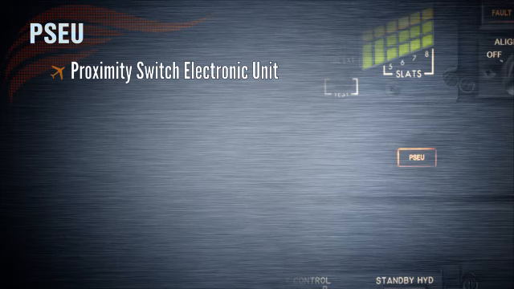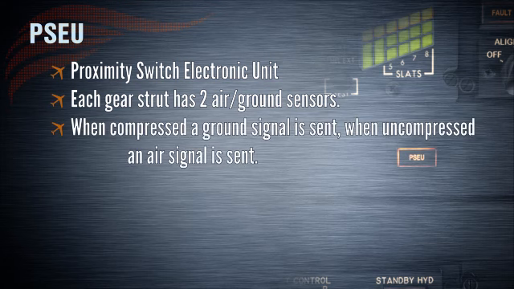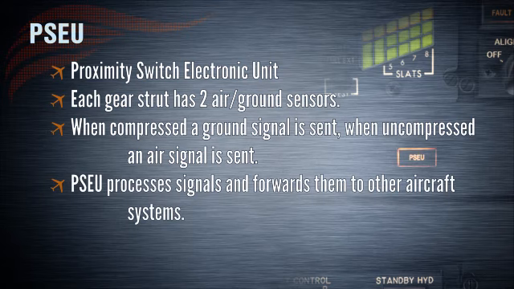Aircraft configuration warnings and the PSEU. PSEU stands for Proximity Switch Electronic Unit. Each landing gear strut has two air-ground sensors that monitor compression of the landing gear strut to determine whether the aircraft is in the air or on the ground. When the struts are compressed, the sensors transmit a ground signal, and when the struts are uncompressed, the sensors transmit an air signal. The Proximity Switch Electronic Unit processes the signals from the air-ground sensors and forwards them to various other aircraft systems.